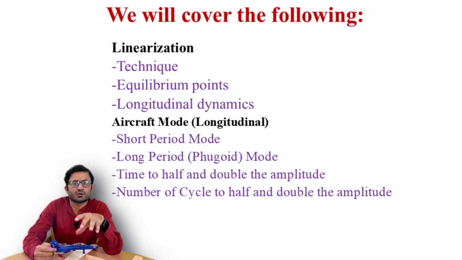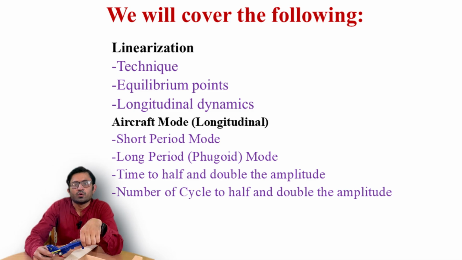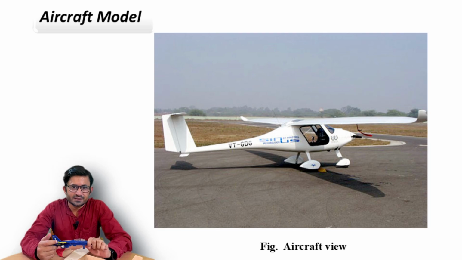So basically in the longitudinal case we will have two modes, one is the short period mode and the other one is the Phugoid or long period mode. We will cover them in detail. You can see this is a typical view of the aircraft which we have considered for the aircraft longitudinal mode. This is a motor glider. If you type Sinus glider in Google, you will get all the information.